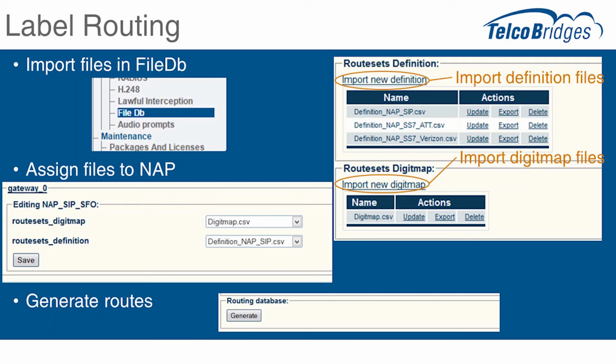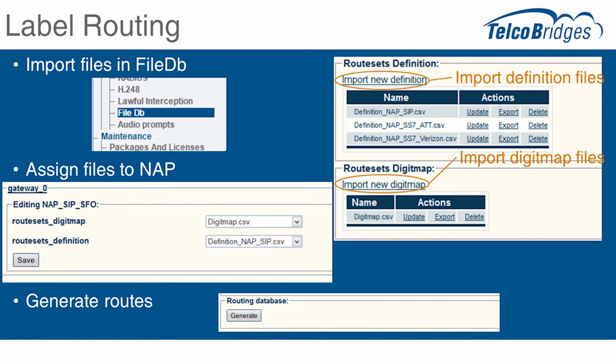So how to install that in the system? Well, with the web portal, you do FileDB here, and you can put your files. So in the FileDB, we've defined this because we know it would be used a lot. So you have the digit map file. Usually, like I said, you have only one. So you can import it in the system.